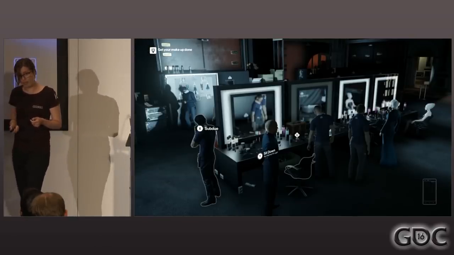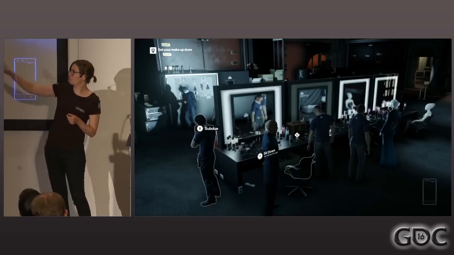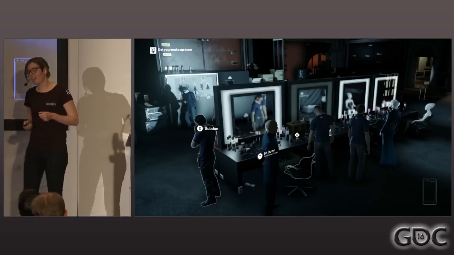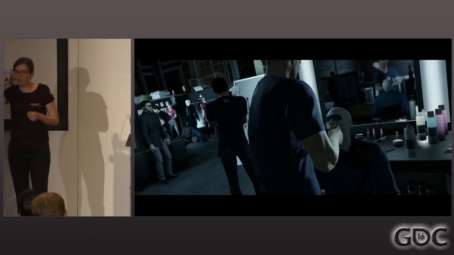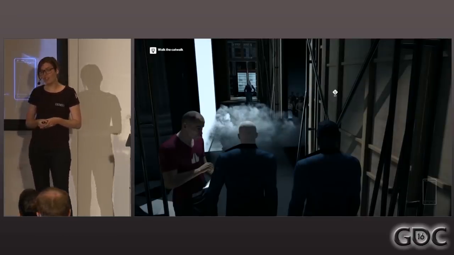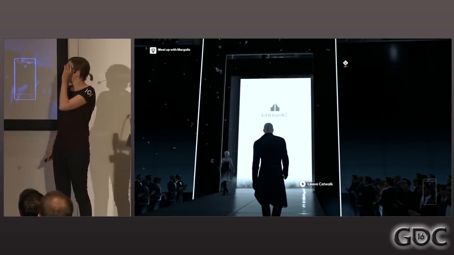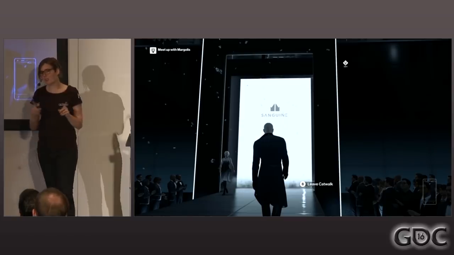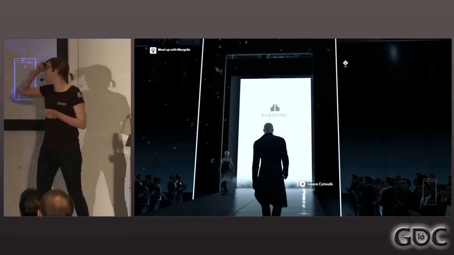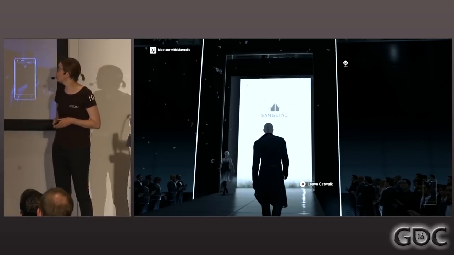So you get your makeup on, and in the classic style of Hitman, you can also just subdue that poor stylist instead. You get your Hitman on, you get your makeup on, and then you have to walk the catwalk. Yes, and you walk the catwalk. I'm not going to show the video. You have to go and play it. So you walk the catwalk, and then Dahlia thinks that's awesome, so now you can go and meet with her.